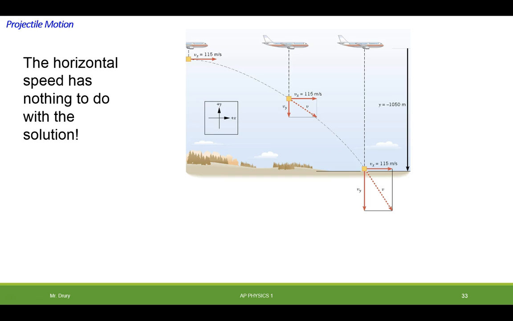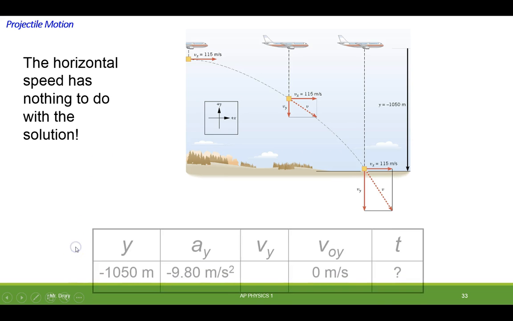Now, from our understanding of projectile motion, you can see that the horizontal has nothing at all to do with the time it takes to fall. Also, in the previous video, we talked about the shape of a projectile motion being a parabola, or a part of a parabola, and you can see here that it's part of a parabola, not the whole parabola. So this horizontal motion of 115 meters per second has nothing at all to do with the time it takes to hit the ground.